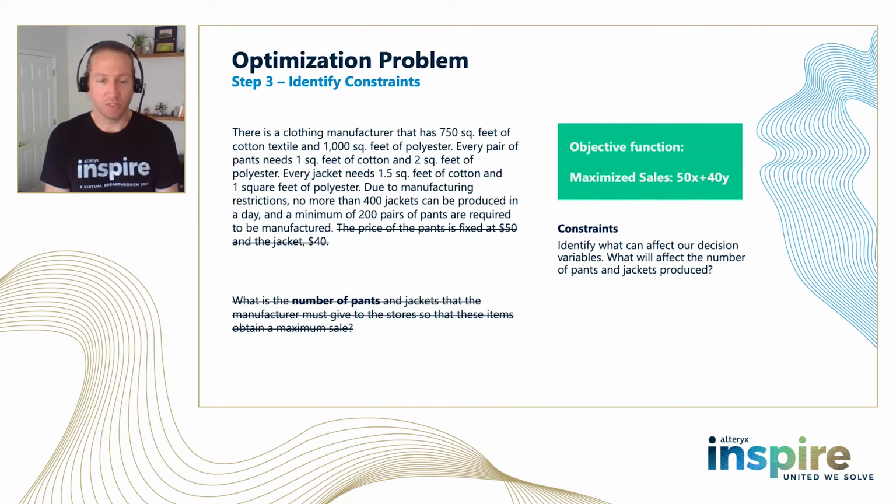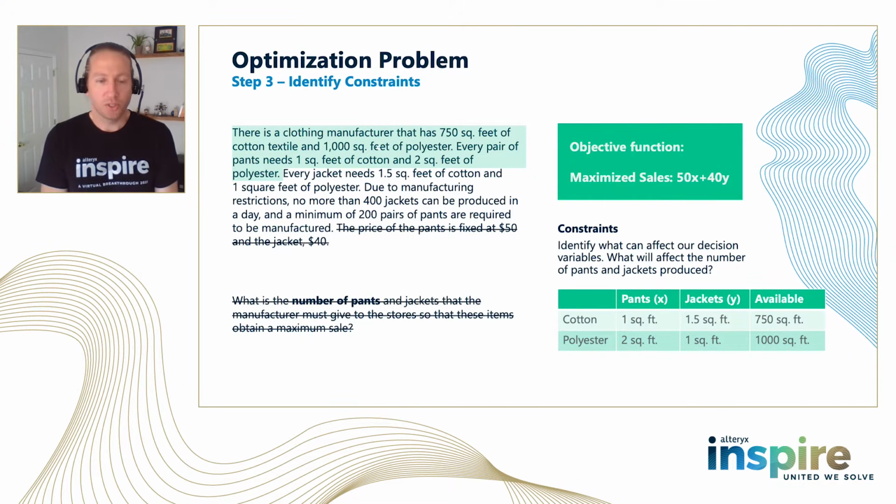So in our example, let's get a little more specific. What can affect the number of pants and jackets that we produce? What you'll see on the bottom right in that chart is that in the first row, we lay out the information regarding cotton. We have 750 square feet available. If I make one pair of pants, I lose 1 square foot of cotton, so my 750 goes down to 749. Another pair of pants, it goes down to 748, etc.